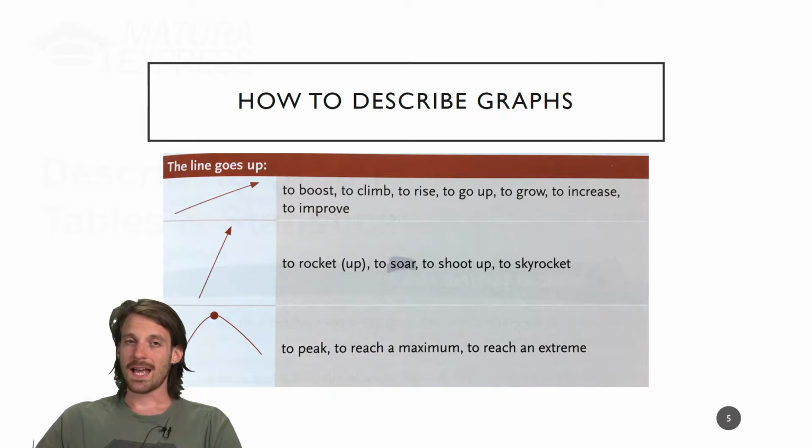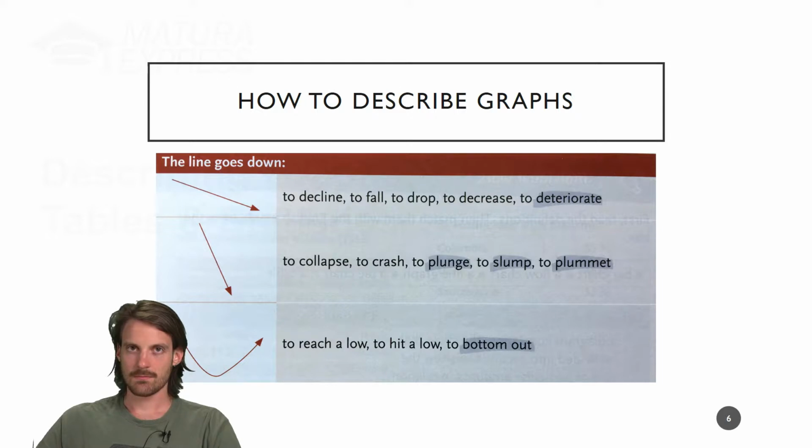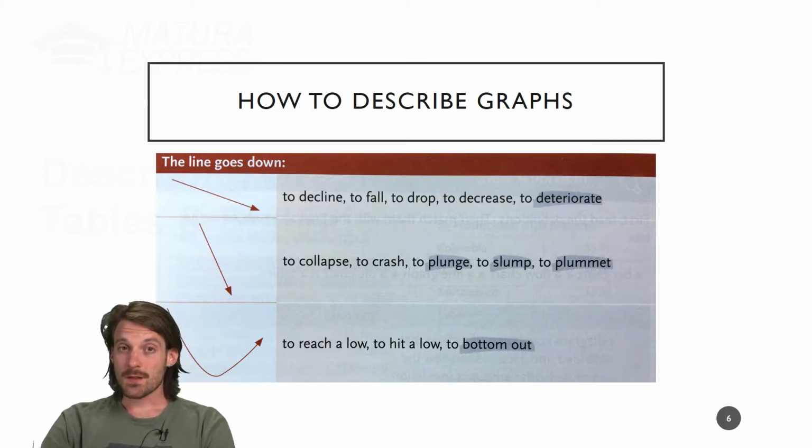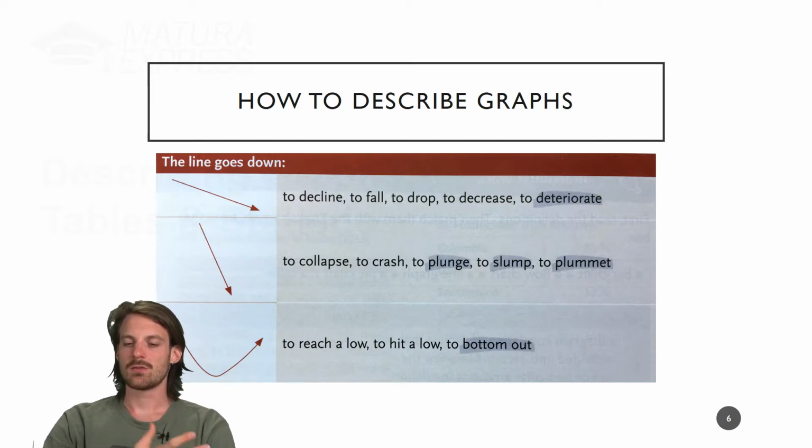If something has reached an end, something peaks or reaches a maximum or reaches an extreme. The opposite of increase, of course, is decrease. You can also use synonyms such as fall, drop, deteriorate, which is a really good word, of course. If something decreases very fast, it means it collapses, or crashes, or plunges, or slumps, or plummets.